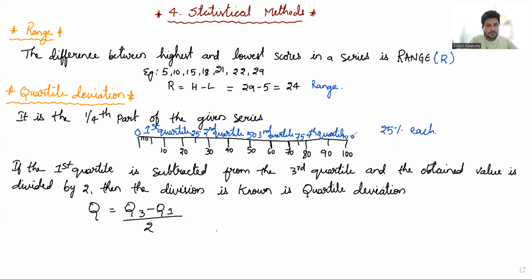Now let us see the formula to find the quartile deviation: Q3 minus Q1 by 2. That is the third quartile minus the first quartile, divided by 2. Okay, 2 is a constant, it does not change. So this is the formula to find the quartile deviation.